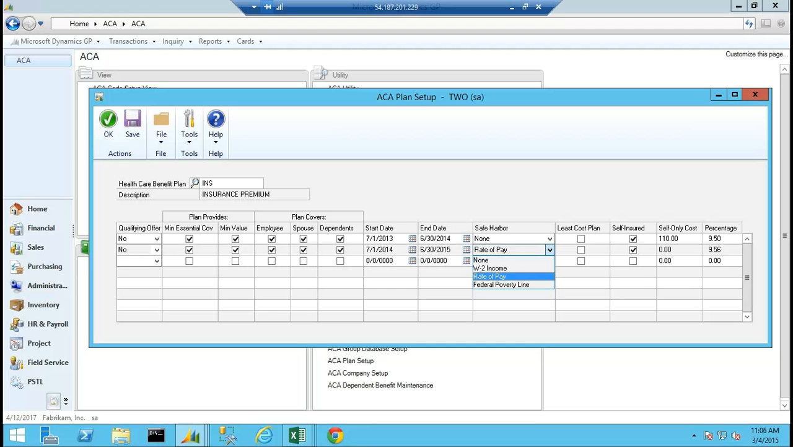Or for that year, if rate of pay, it's their lowest monthly. It was the lowest hourly rate at the start date of the plan times 130 times 9.56. That's the maximum you charge them for health care coverage and be affordable. Federal poverty line, it's $92.97. That's affordability. That's it. If you think about it, you're not using any of those.